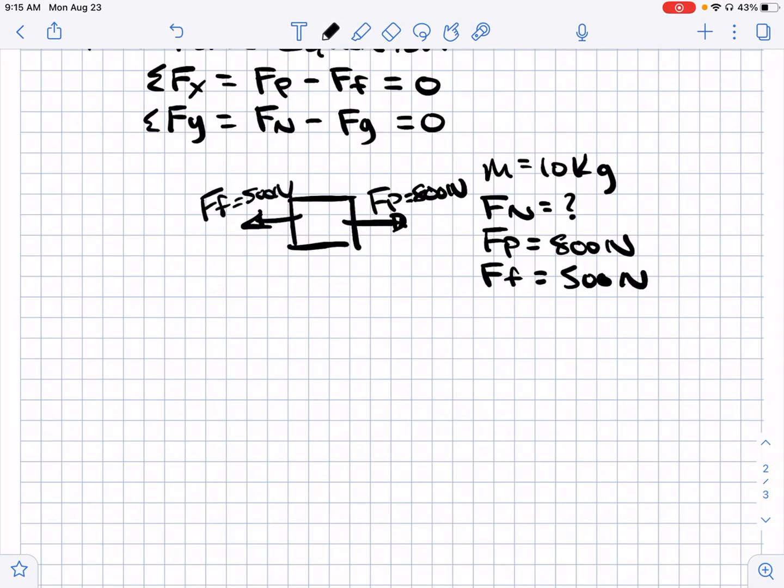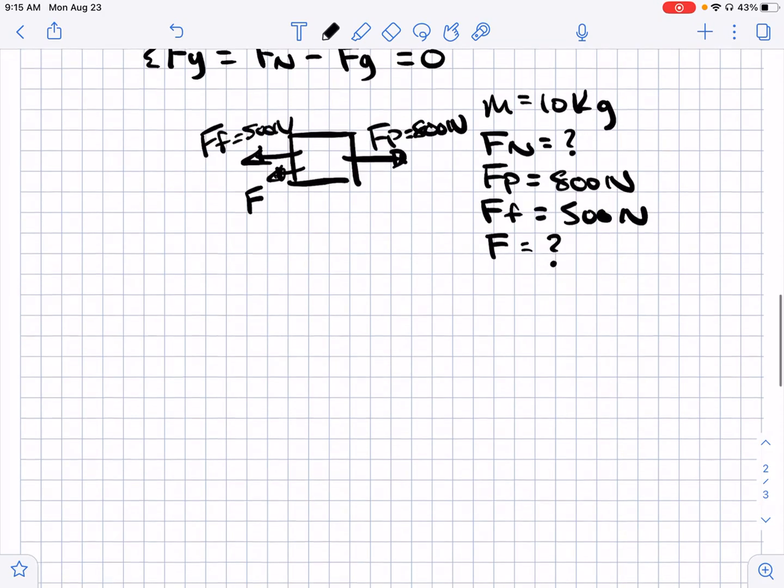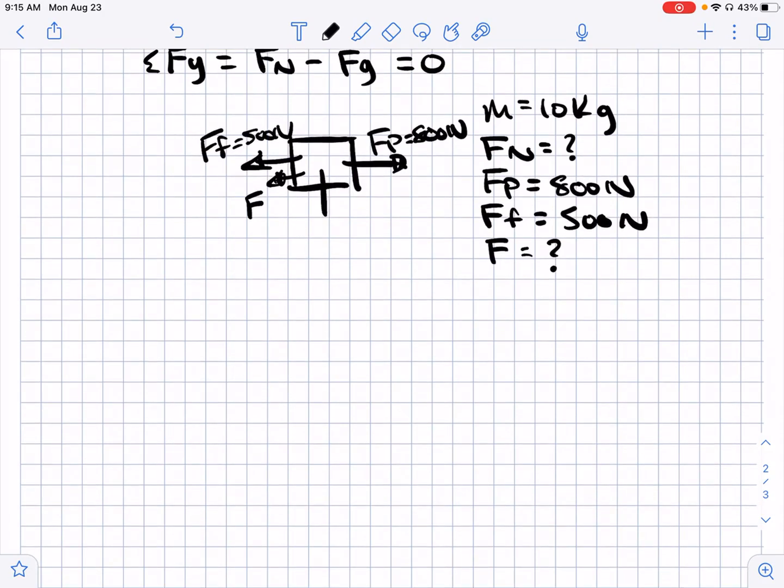And let's say there's some other unknown force here, and I want to solve for that unknown force. So I'm solving for two things here. Now, in drawing our free body diagram, we need to also draw those in the y direction, and we know there's always going to be an FG straight down. And we also know that there's going to be a normal force the same size going up.